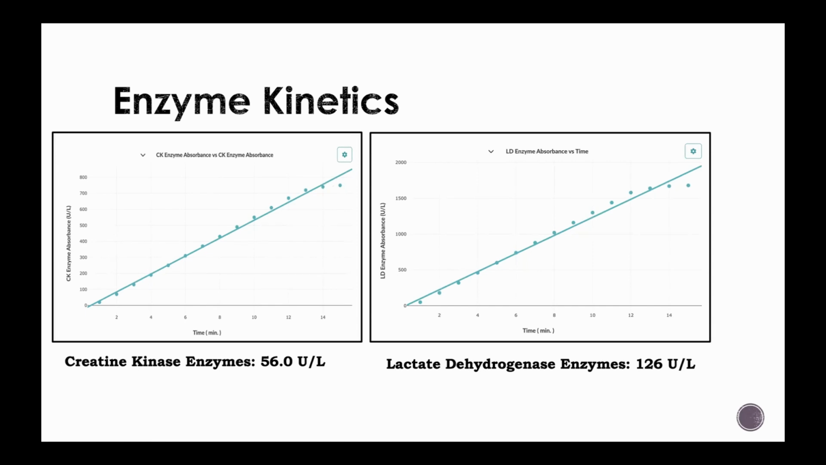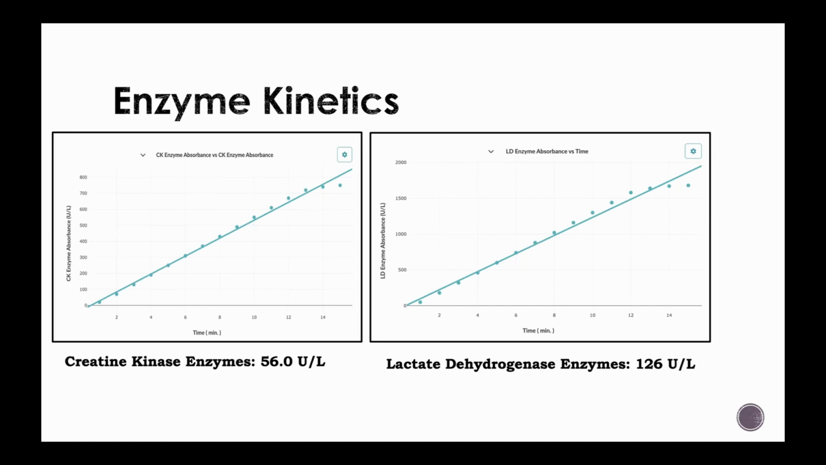To determine what the levels are, you take the absorbance over time and take the slope of the line, and the slope here is 56. This is considered a normal rate of creatine kinase. So that means that there is no tissue damage or degeneration happening. Because of that, this also means that the diagnosis of diabetes is not supported, because this usually creates higher levels of creatine kinase than 56.